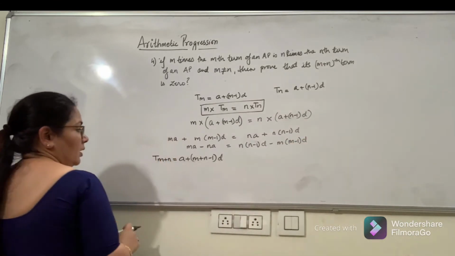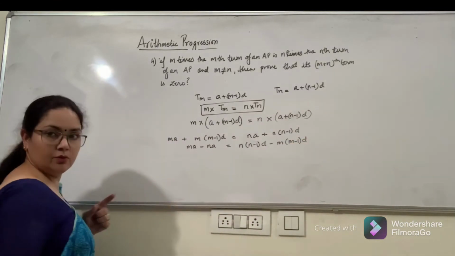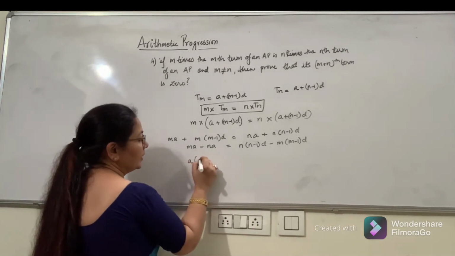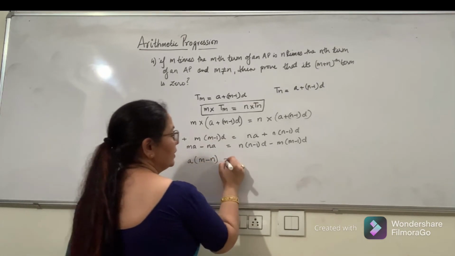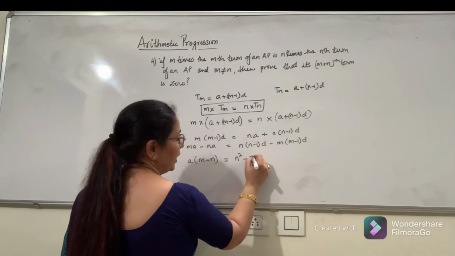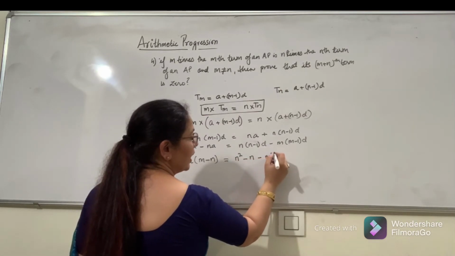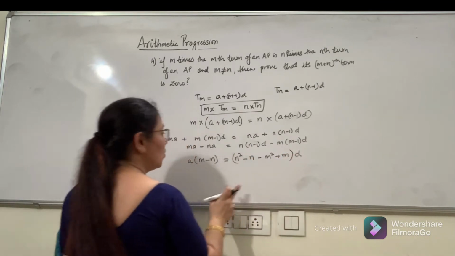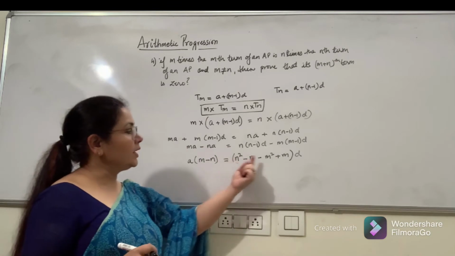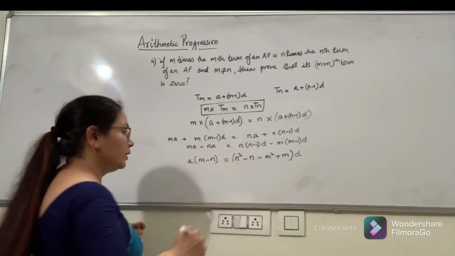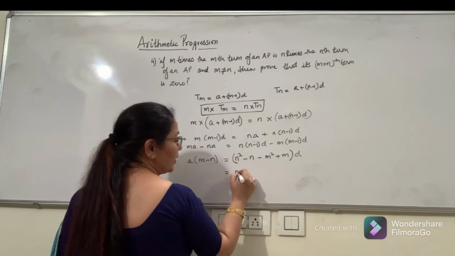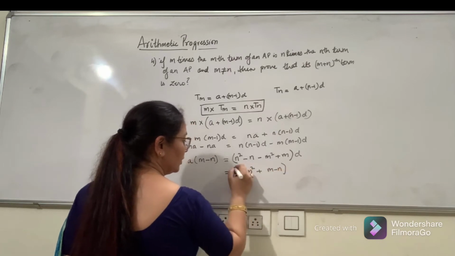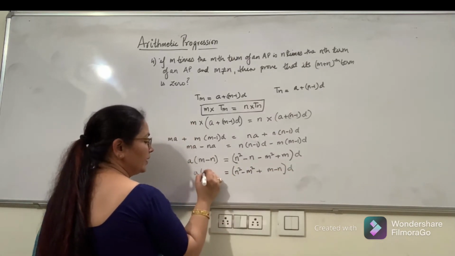We have to find this. So now we'll take A common here, that is (m minus n). And here n square minus n and minus m square plus m, the n and m terms, give us minus (n minus m), and then D. Now n square and m square we'll write together: n square minus m square plus m minus n, D, and here (m minus n).